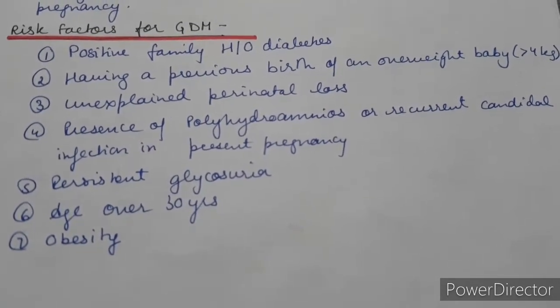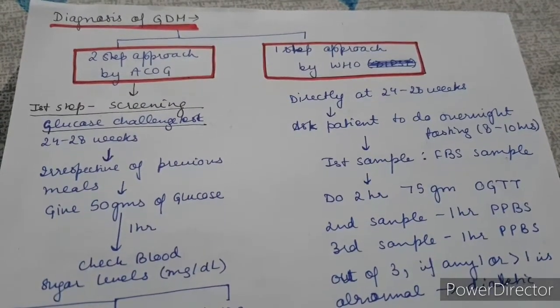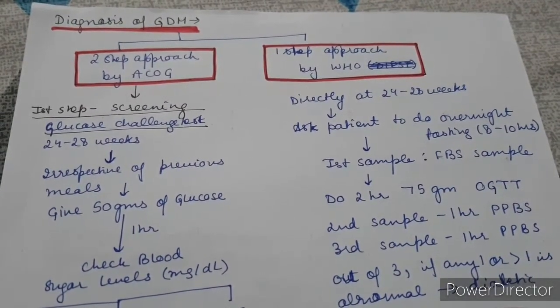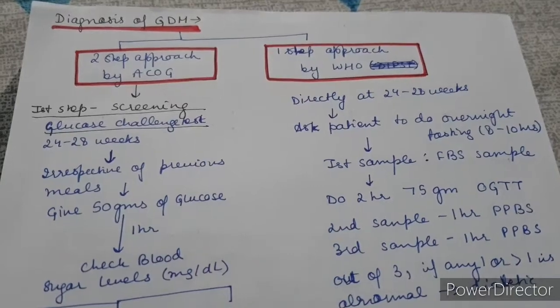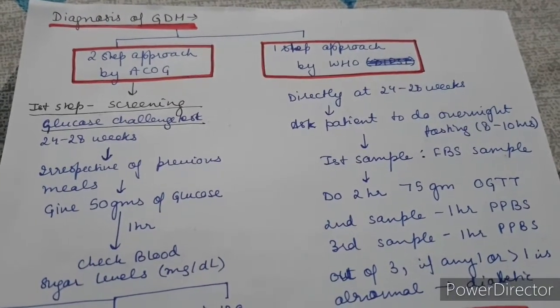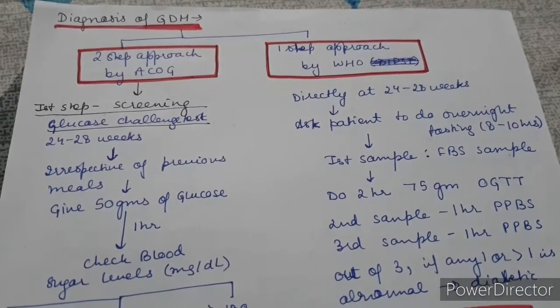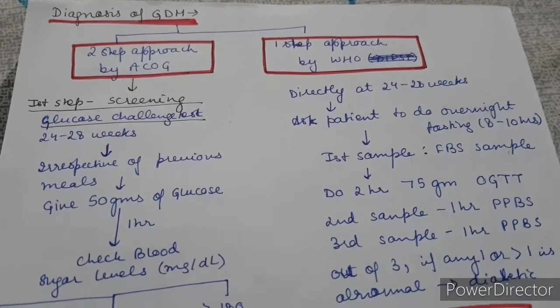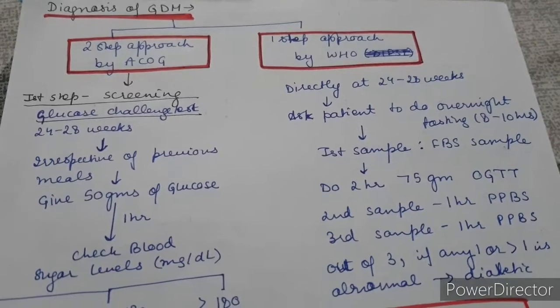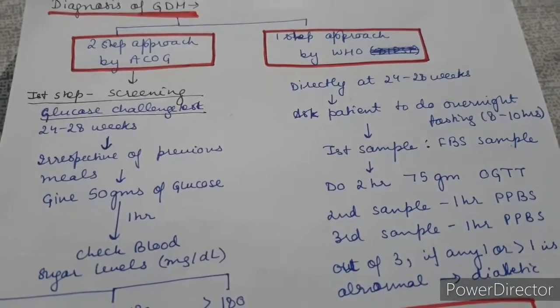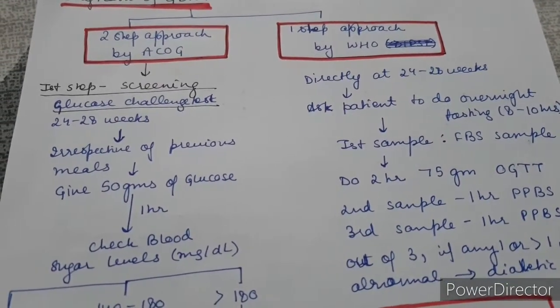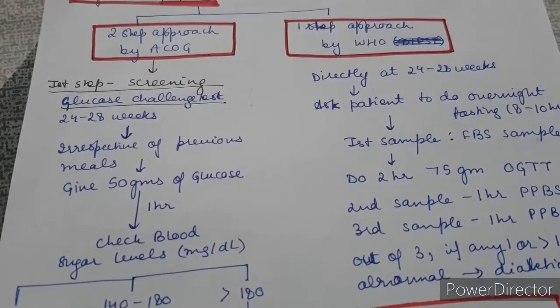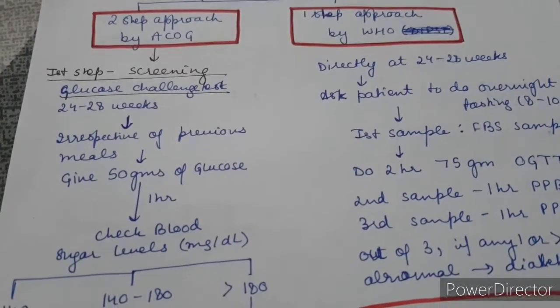Okay. Now we come on to the most important part of whole of this GDM topic, that is how will you diagnose the GDM. So you have basically two-step approach and there is a one-step approach, and there are three guiding principles behind these tests. Okay, so first we talk about the two-step approach that is given by ACOG, okay, that is American College of Gynecology. Okay, here you have two steps.